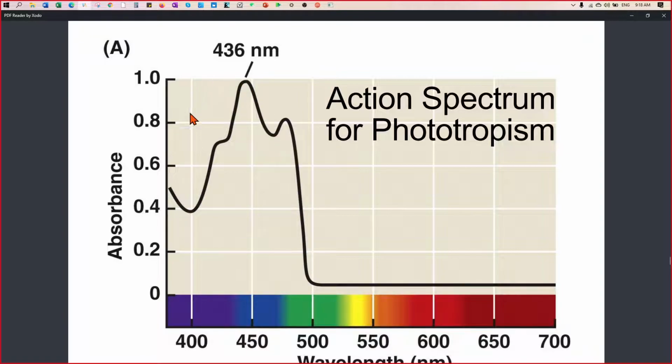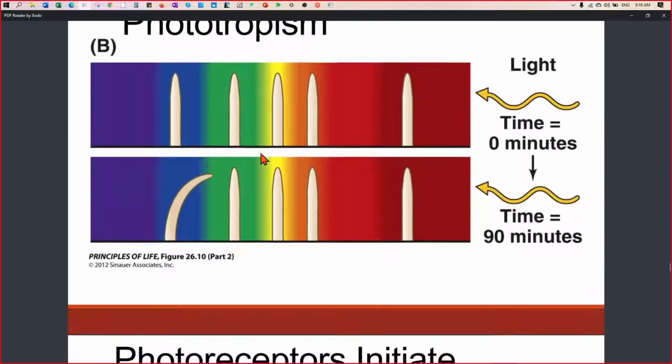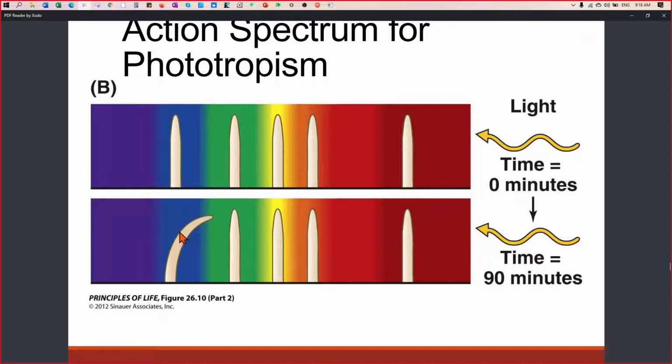You can see that in the region of 436 nanometers, there is a lot of absorption. The moment light is absorbed, things will happen. The moment light is not absorbed, nothing will happen, because light is a signal. The moment the signal is absorbed, who absorbs? The receptor. The receptor will cause a cascade of reactions to cause a response. And in this case, the response is the bending of the coleoptile.